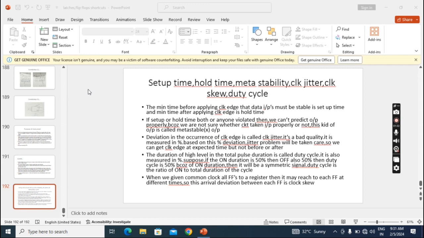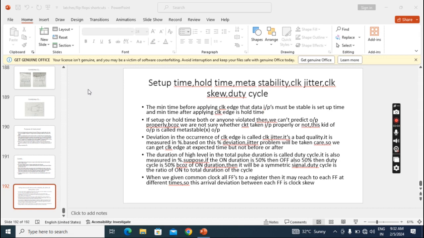Now coming to clock jitter. So we know clock edges will occur, and we expect the clock edge at a certain time. Because of jitter, that clock edge may occur before the expected time or after the expected time. This deviation of the occurrence of the clock edge with respect to the expected time is called clock jitter.